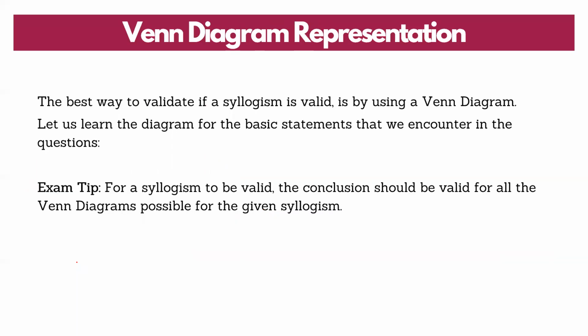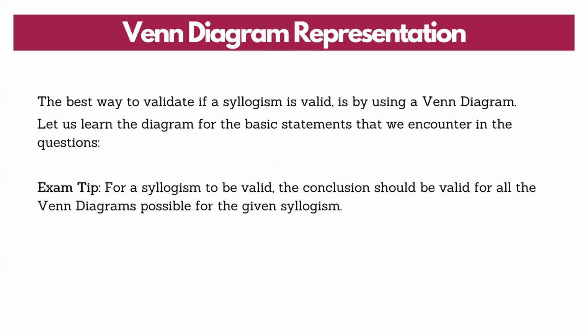The Venn diagram representation is the best way to validate if a syllogism is valid or not. Remember, syllogism is a set of premises and conclusions. Whether the conclusions are valid or not on the basis of the premises, you can check using the Venn diagram approach. Let us learn the diagrams for the basic statements that we encounter in the question. Please understand one thing: we will first learn the basic statements. There are four basic types of statements, and how to draw diagrams of these four basic types of statement, that is the idea, and then we will solve the question.